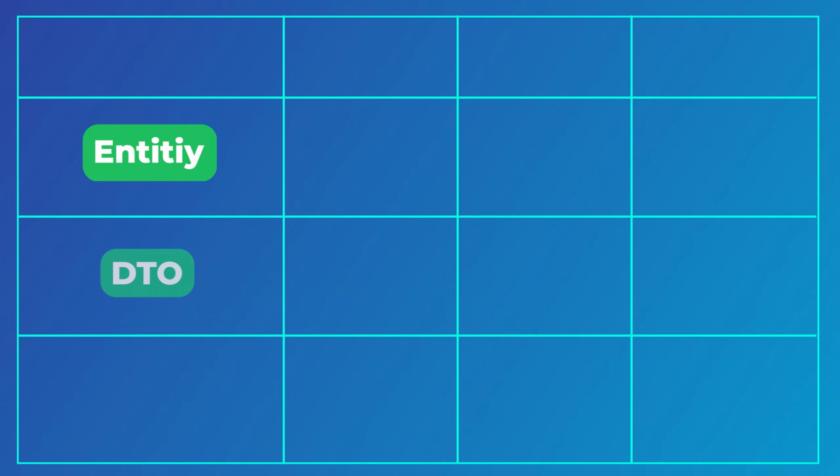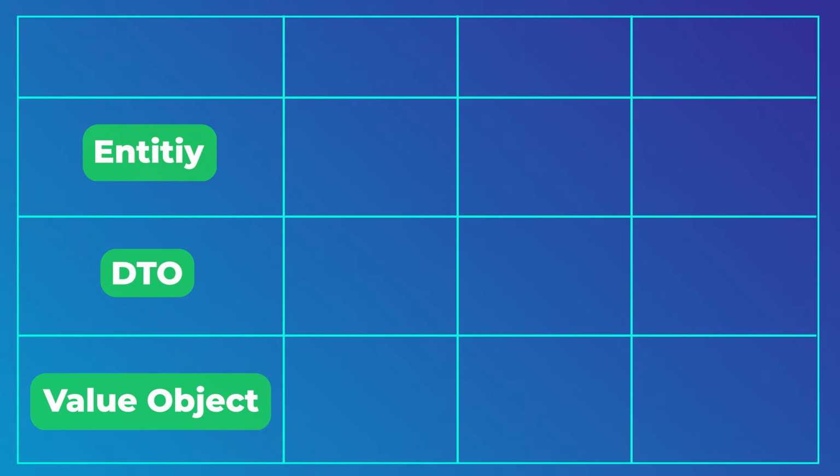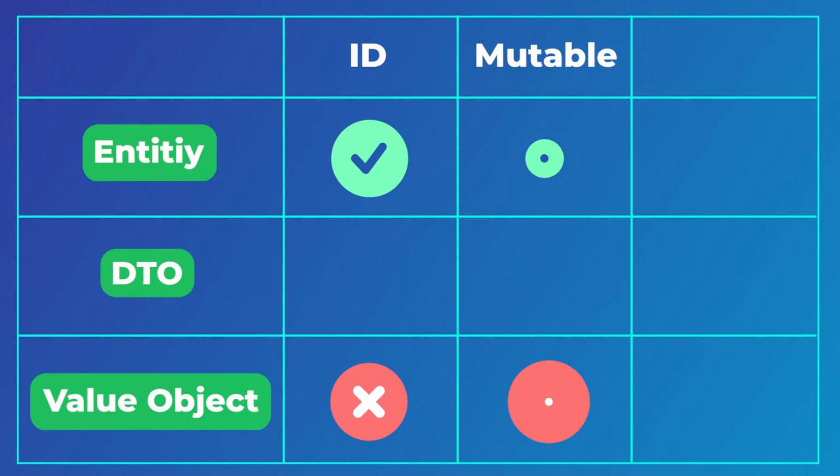Let's now talk about the differences between entities, DTOs, and value objects. We've already established the differences between value objects and entities. We know that entities are identifiable by an ID, while value objects don't have such identifiers. Their properties are their identity. Unlike entities, value objects are also immutable and are side effect free.